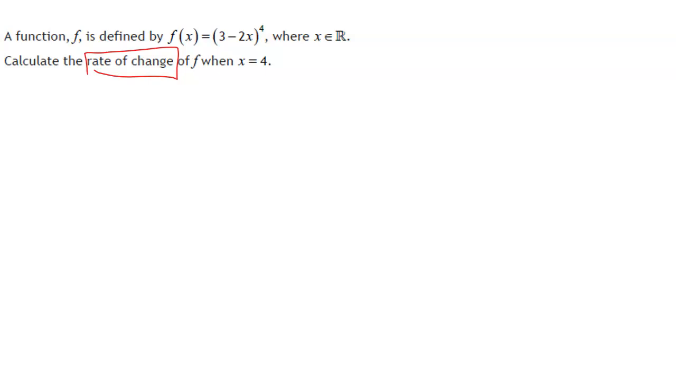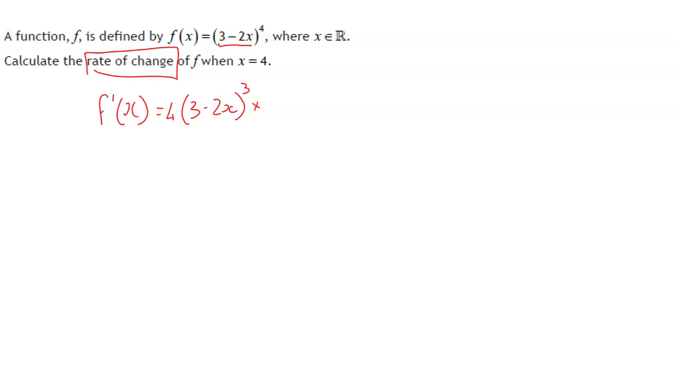So what we're going to do is start by taking the derivative of the function, getting f dashed of x, and then substituting in x equal to 4. If we start with f dashed of x, what we do with this one is bring the power down, so we get 4 bracket 3 minus 2x. We reduce the power by 1, which is great, but then we have to remember to multiply by the derivative of what is in the bracket. It's called the chain rule.